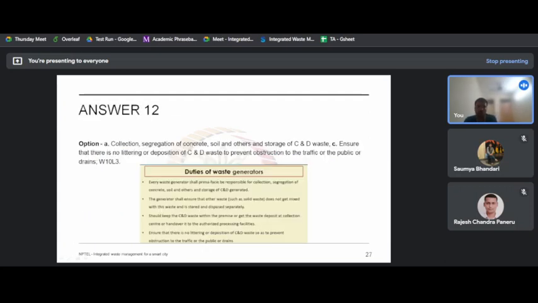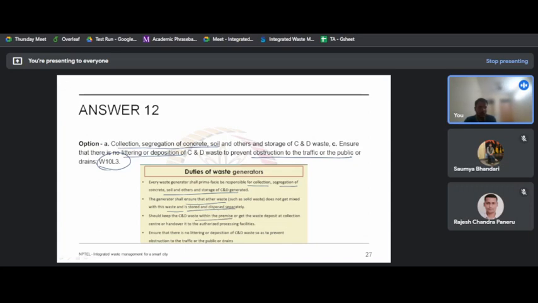So option A, collection, segregation, and storage, and ensuring that there is no littering or deposition or obstruction to the traffic or the public. So you can refer to the third lecture of this week for this question. So these are the duties of the waste generators. So they will be responsible for collection, segregation, and storage. So ensure that it does not get mixed with this waste and it is disposed separately.